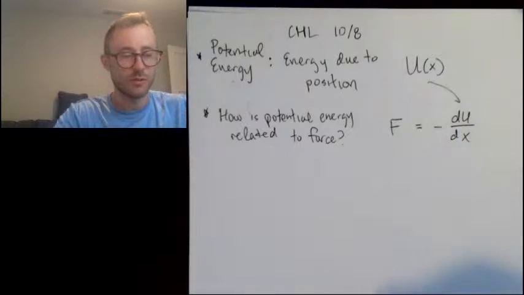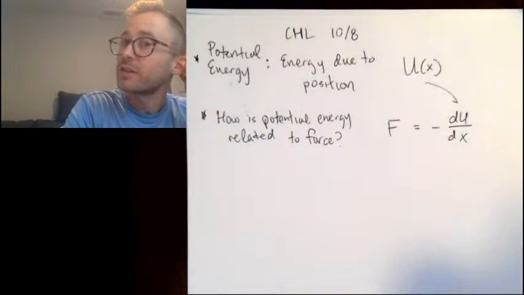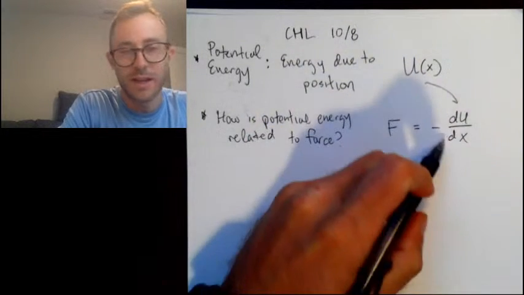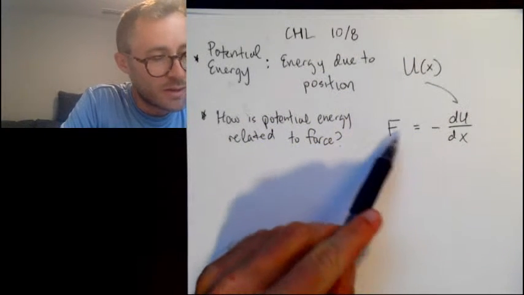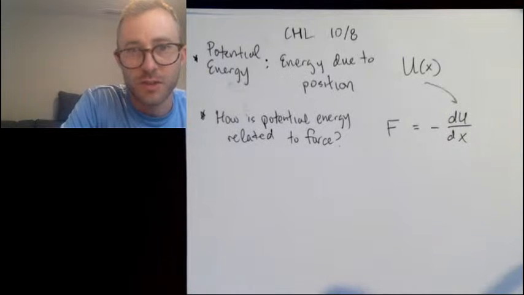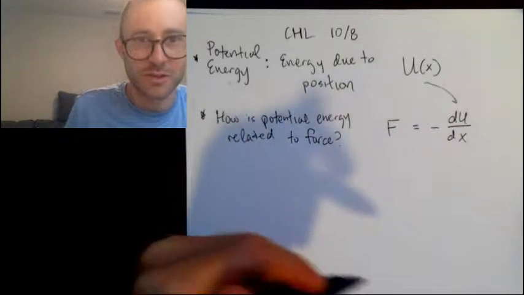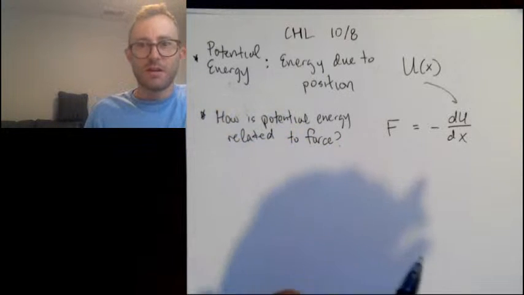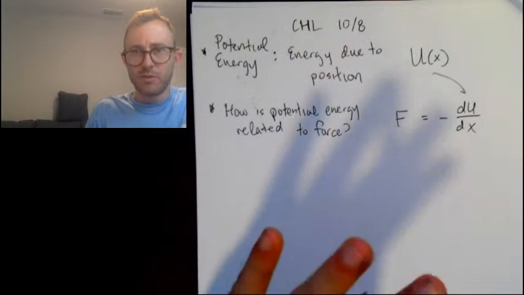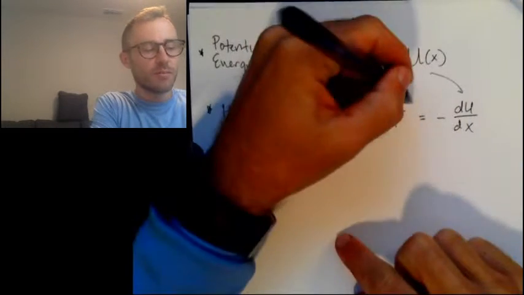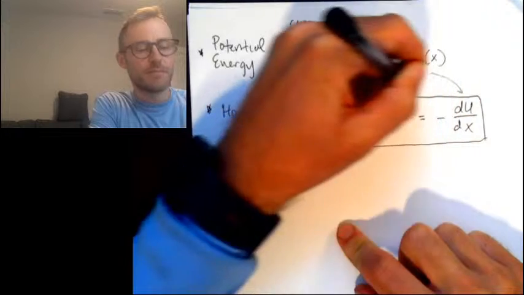It's just a definition. So if you happen to find a function, u of x, such that when you do negative the derivative of it, okay, it equals the force on an object, then good job. You found the potential energy function. Okay? All right. So this is our sort of our guiding equation today. All right.